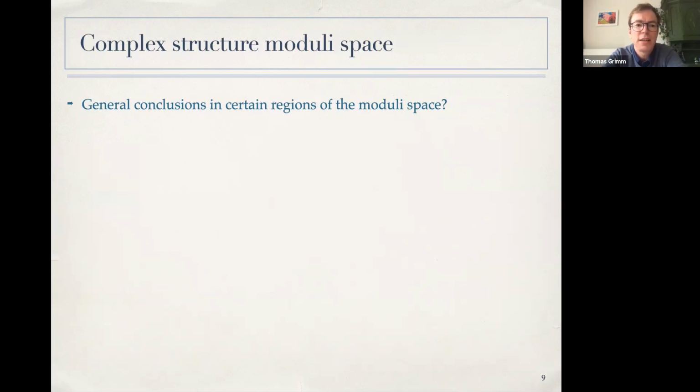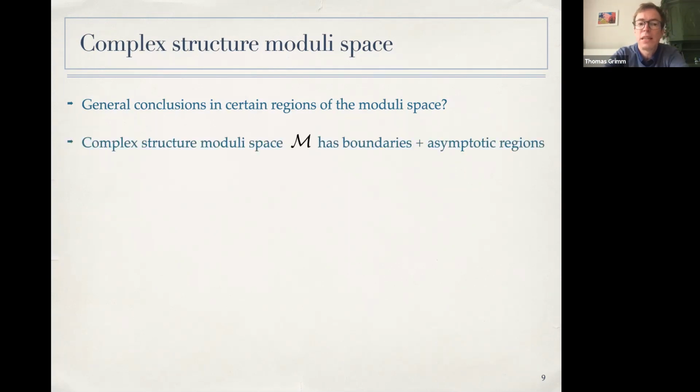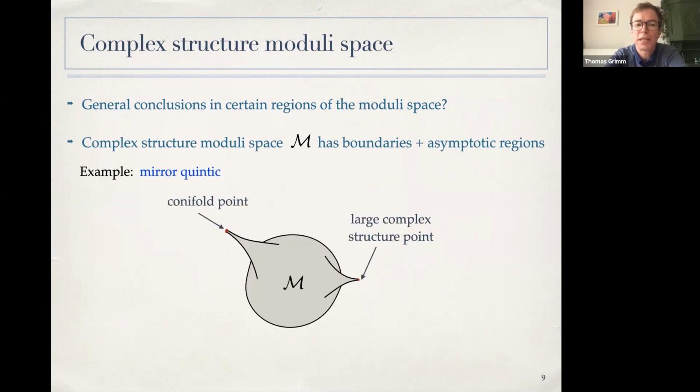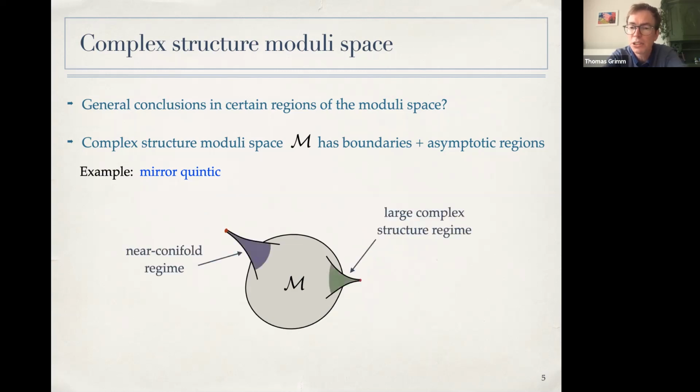We don't want to go through specific examples, but we want to take general conclusions about the moduli space. And the way we will do it is we say, well, the complex structure moduli space actually has a non-trivial structure, and it has boundaries, and therefore it has asymptotic regions. And so the minimal hope which we can have is to learn something about the periods in these asymptotic regions. Let me give an example. The moduli space for the mirror quintic is just a two-sphere with some special points, and these special points include, for example, the conifold point or the large complex structure point, and these are exactly these sort of boundaries I'm talking about. And the near boundary regions, where we can hope to study our system in general, not for specific examples, are then these kind of regions near the conifold or near the large complex structure.